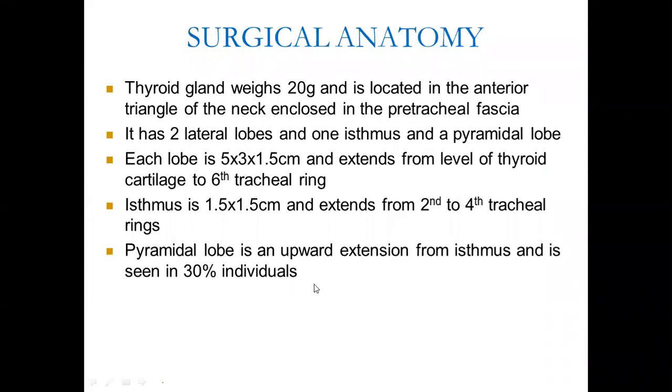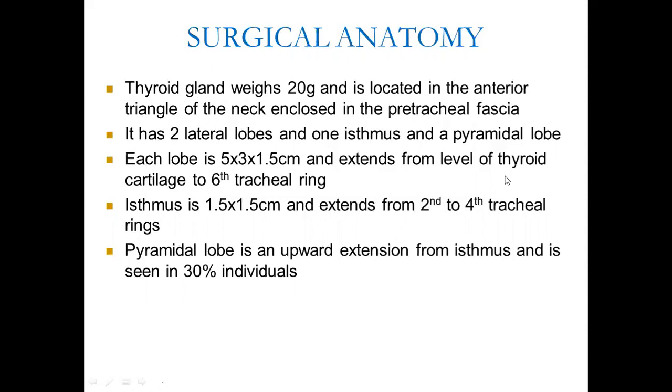The thyroid gland usually weighs around 20-25 grams and is located in the anterior aspect of the neck and is enclosed within the pretracheal fascia. It has two lobes and one isthmus, and in 30% of individuals, it has a pyramidal lobe. Each lobe is around 5 x 3 x 1.5 centimeters and extends from the level of the thyroid cartilage up to the sixth tracheal ring.